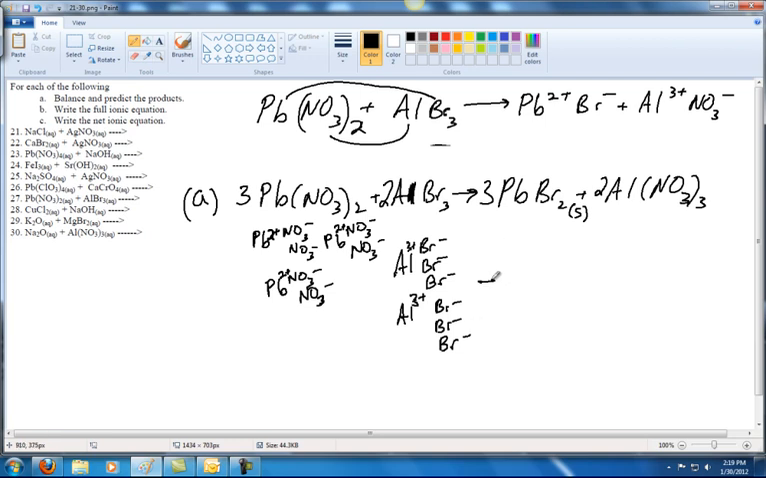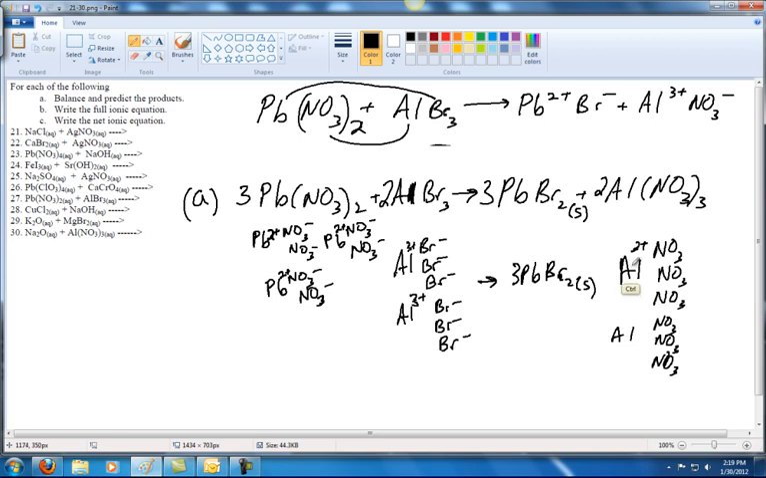Looking over here, we've got the 3 PbBr2 solid, which isn't going to split up into ions because it's a solid. And we're going to have 2 Al(NO3)3s. Alright, so looking at the charges on those, we've got 3+ on the aluminum, and we've got -1 on the nitrates.